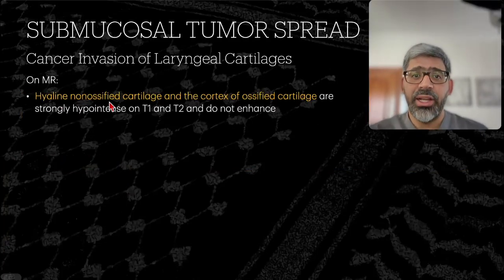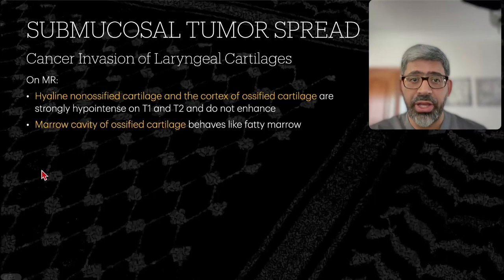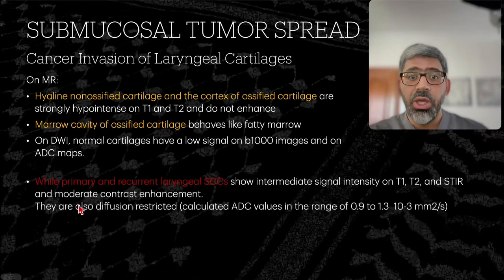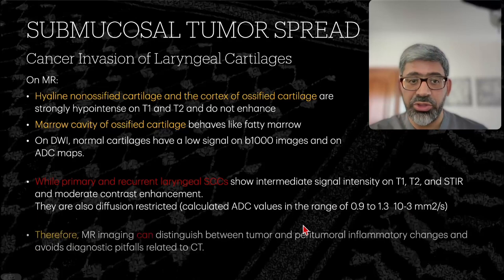On MR, hyaline cartilage and the cortex of the ossified cartilage tend to show strongly hypointense T1 and T2 signal and no enhancement. The marrow cavity of the ossified cartilage is just like fat, shows fatty signal, no contrast enhancement. As we said, on diffusion both the ossified and non-ossified cartilage tend to show low signal. Primary and recurrent laryngeal cancers tend to show intermediate signal on both T1 and T2 and STIR and show moderate contrast enhancement. And they tend also to be diffusion restricted.